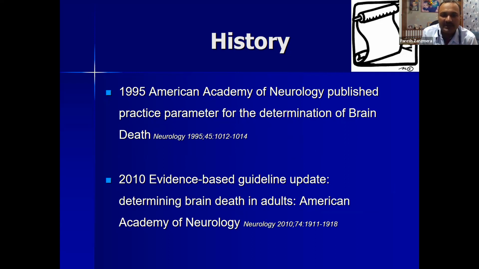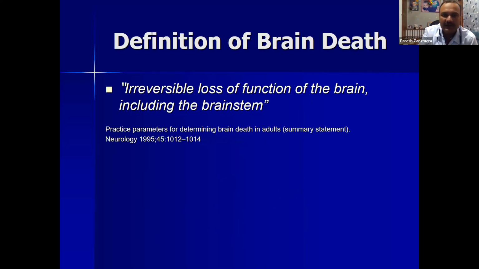The American Academy of Neurology published this practice parameter in 1995, and it was updated in 2010 with more evidence for determining brain death in adults. So what is brain death? Brain death is nothing but irreversible loss of function of the brain, including the brainstem. This is the accepted definition, published in the Practice Parameters in the 1995 Neurology journal.